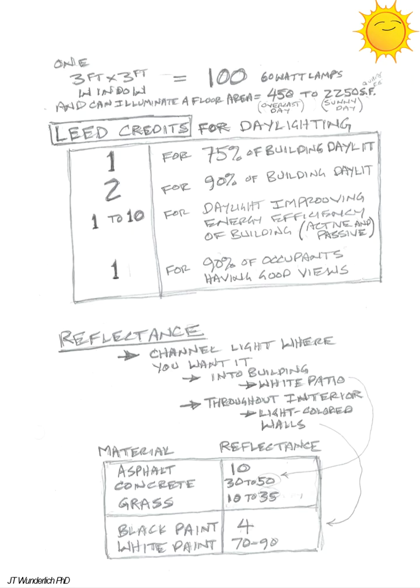Now, some details here. So, LEED credits. We're speaking of Leadership in Energy and Environmental Design certifications for buildings to get platinum, gold, silver. You get 1 credit for 75% of the building being with natural daylight, 2 if 90%. 1 to 10 for daylight improving energy efficiency. So that's a double effect.